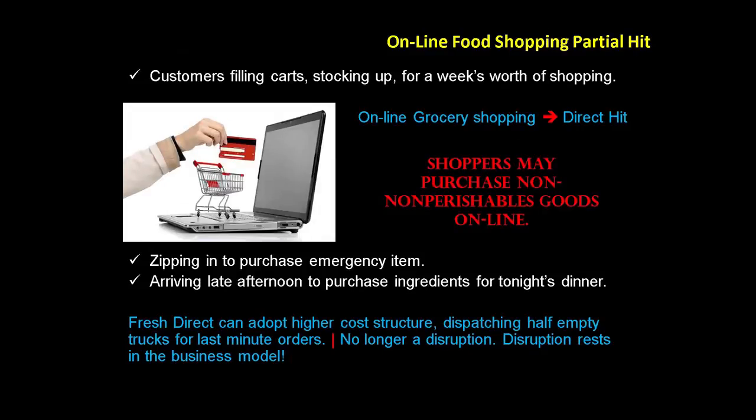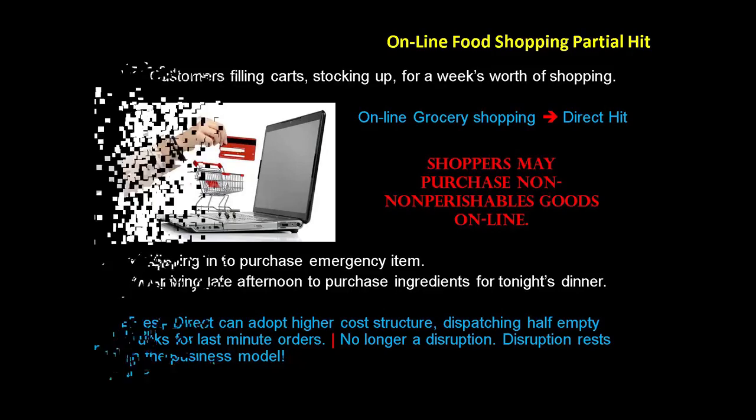So this is just a recap. If Fresh Direct were to compete with the demographic of last minute shoppers going in on the same day, yes, they could compete. They could send out dispatch trucks half empty for last minute orders, but now they're beginning to adopt a higher cost structure. So that would no longer be a disruption. So disruption rests in the business model. And for people buying non-perishable items once a week, online food shopping does have a radical cost advantage, and that would be a more complete disruption.